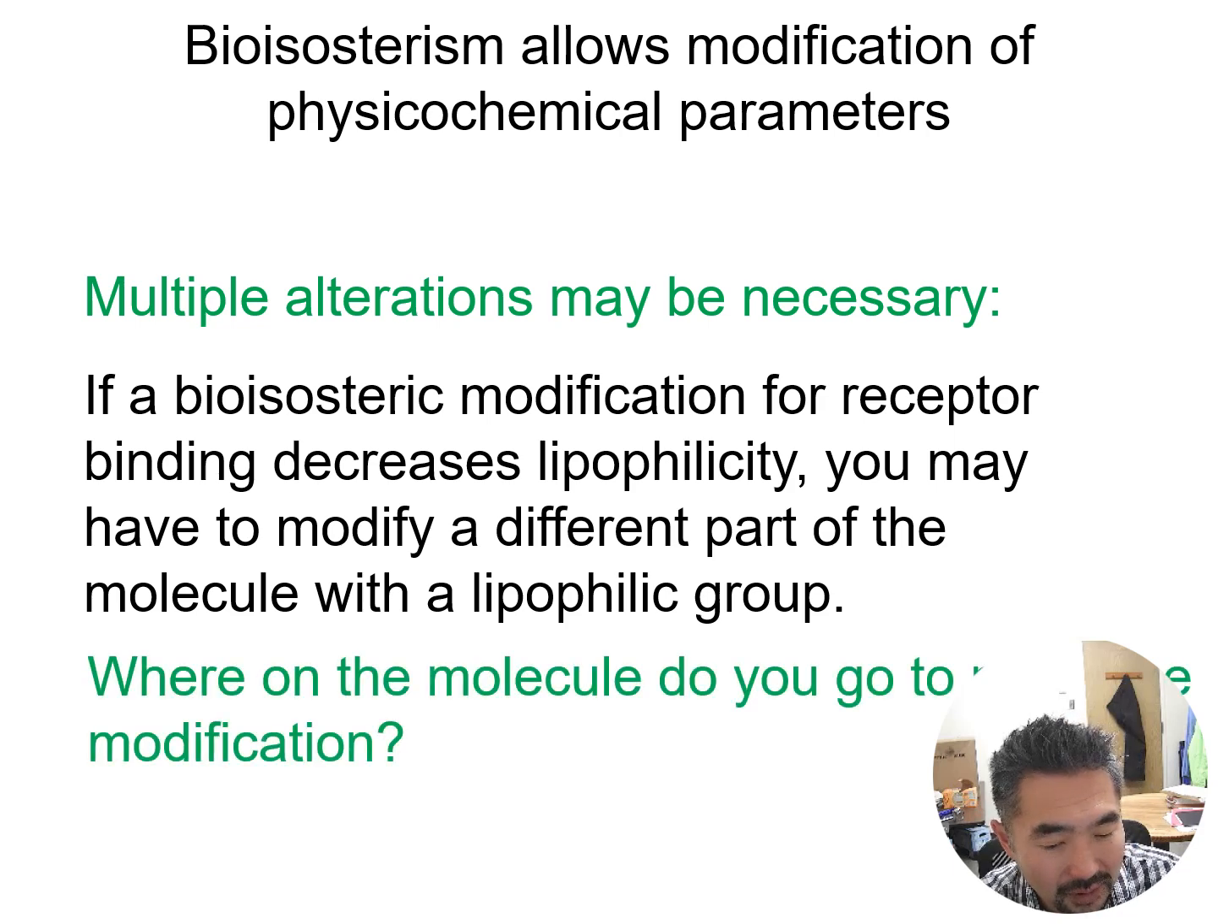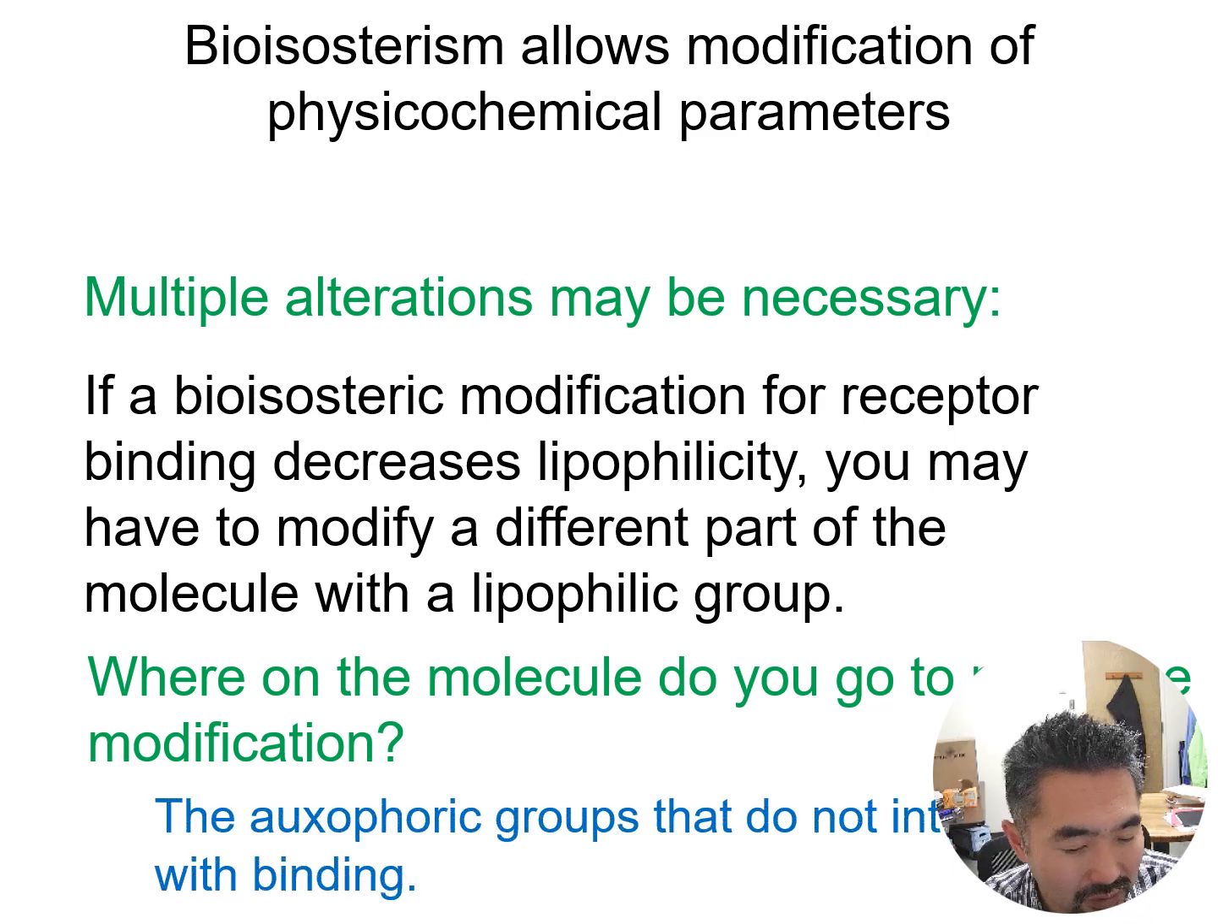And then the question as a medicinal chemist, of course, is where on the molecule do you do these bioisosteric replacements typically? Where do you think? If you answered pharmacophore, that's usually not the case, because if you change the pharmacophore, remember by definition, you probably are going to lose the activity. But often you want to change the auxophoric groups.